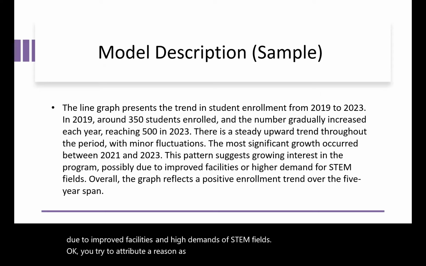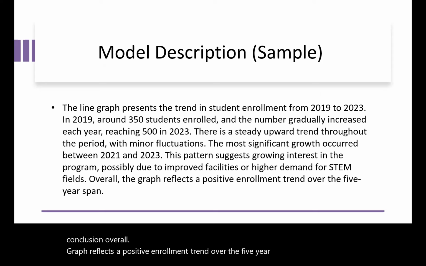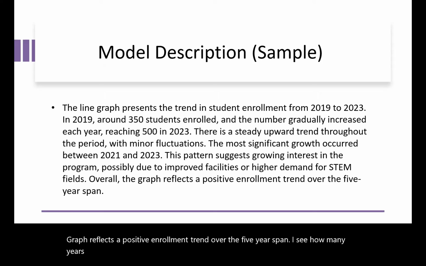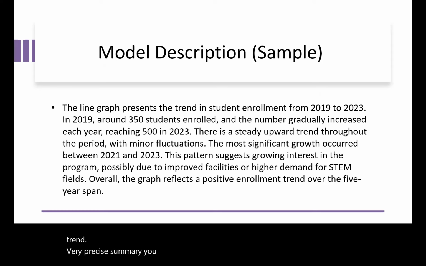And then now we are coming to the conclusion. Overall, the graph reflects a positive enrollment trend over the 5-year span. See how many years counted? 5 years. In the 5-year span, the graph reflects a positive enrollment trend. Very precise summary. You see, such a precise summary illustrated in words is going to be a very, very fine-tuned story, a narrative that you developed.